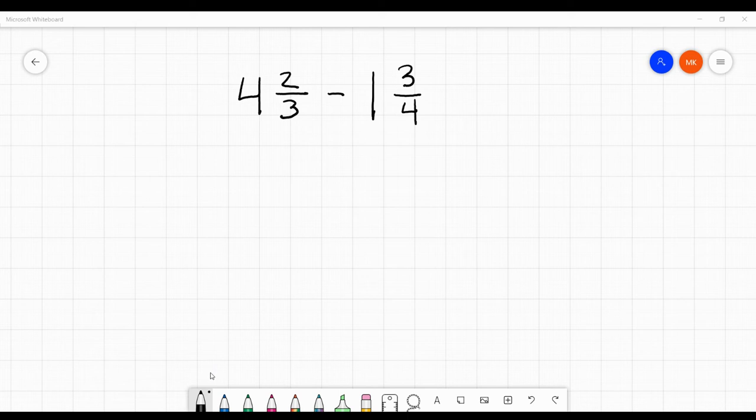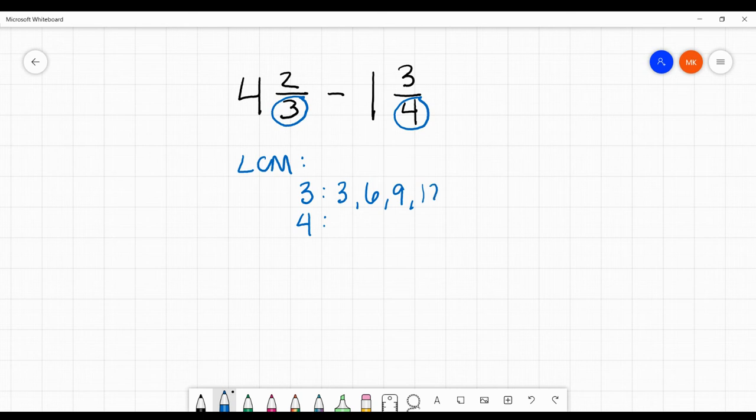All right, welcome back. I see that I have two unlike denominators, so I will start with my LCM, my least common multiple, of 3 and 4. 3, 6, 9, 12, 15, and so on. 4, 8, 12, 16, and so on. I see that they both have 12 in common. So I will convert my fractions.